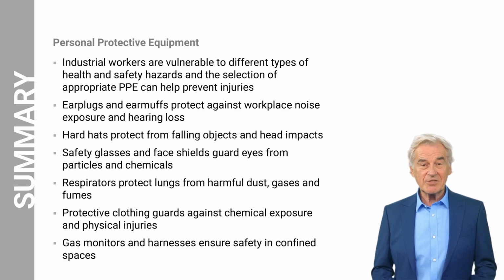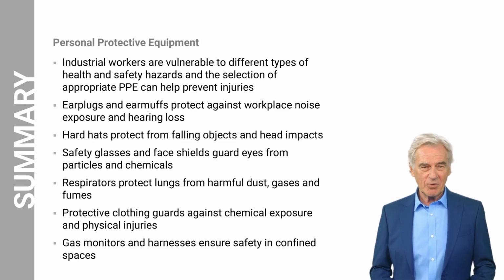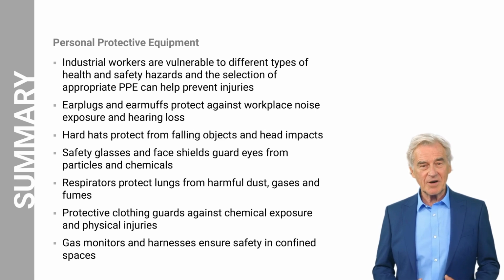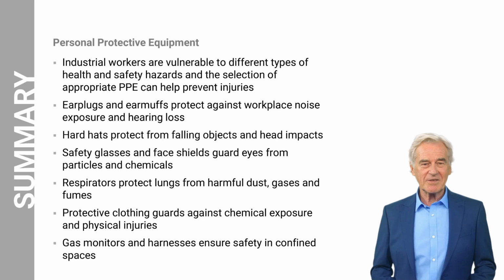In summary, industrial workers face various health and safety risks that require appropriate personal protective equipment. A comprehensive PPE setup includes hearing protection through earplugs and earmuffs to prevent noise-induced hearing loss, hard hats to guard against falling objects and impacts, and eye protection via safety glasses and face shields to prevent injury from particles and chemicals. Workers also need respirators to protect against harmful airborne substances, protective clothing to shield against chemical exposure and physical hazards, and specialized equipment like gas monitors and harnesses when working in confined spaces.